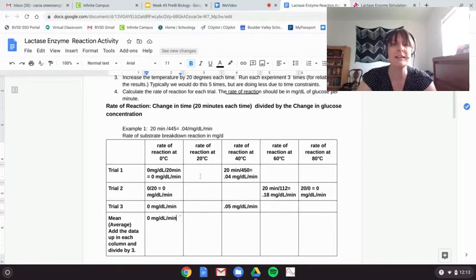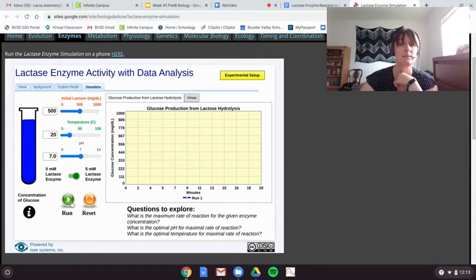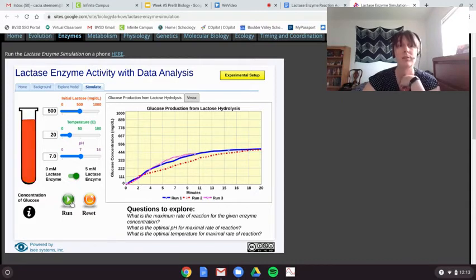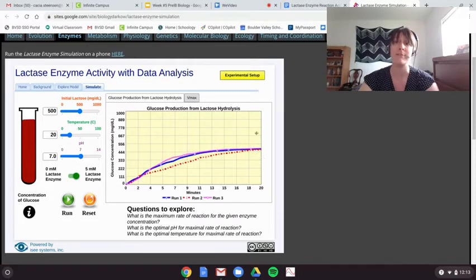My next trial is for 20 degrees Celsius. So let's reset this. Keep the initial lactose the same, keep the pH the same, but this time let's change the temperature to 20. So I'm going to run this again 3 times. So click Run, Trial 1, Trial 2, Trial 3. All right, it looks like this time there was some glucose created. So I'm going to click on this graph and hover over this 20-minute point so I can see how much was created. Looks like 484 was my first number.